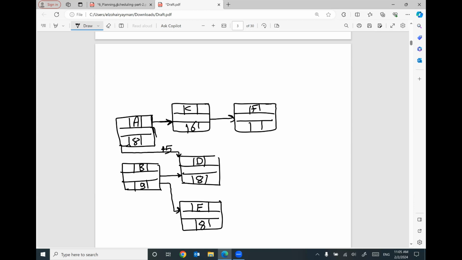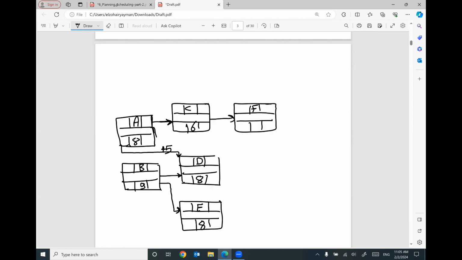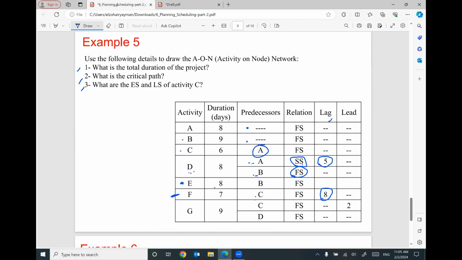With finish to start relationship with C, with the lag equal 8. The duration for F is 7 days. So be careful because the lag is given. The type of the relationship is given.